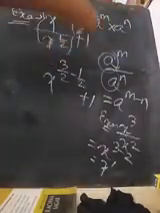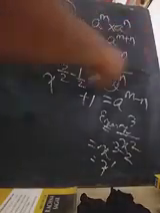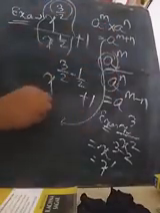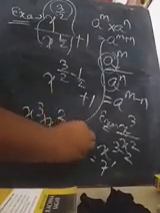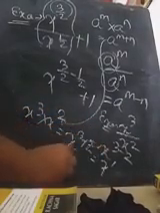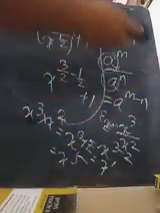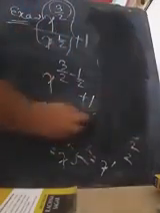Similarly, if the base is equal and there is a multiplication, then the powers will be added. From this we get x to the power 3 into x to the power 2 is equal to x to the power 3 plus 2, that is x to the power 5. Simply, these are the simple methods, right? Okay, let us erase it and focus on it.